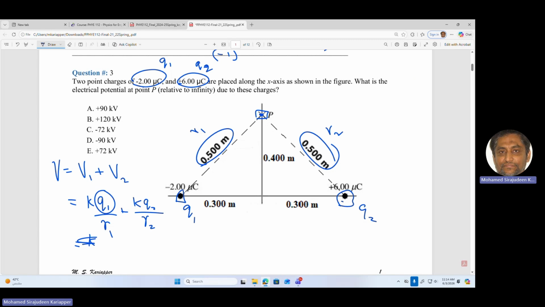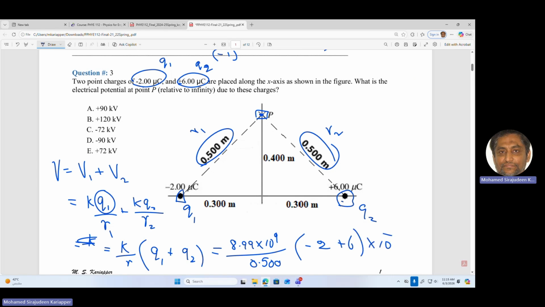So we can do some simplification if you want, because K and R are the same. So I can take it as a common factor. So it will be K over R times Q1 plus Q2, but these have to be with the sign. K is equal to 8.99 times 10 to the power 9 and R is 0.5. Make sure about the SI units. Here they are all in SI units. Q1 with the sign, that's where, you know, -2 and +6. But don't forget the micro. Okay, so if you do this, you should get the answer.